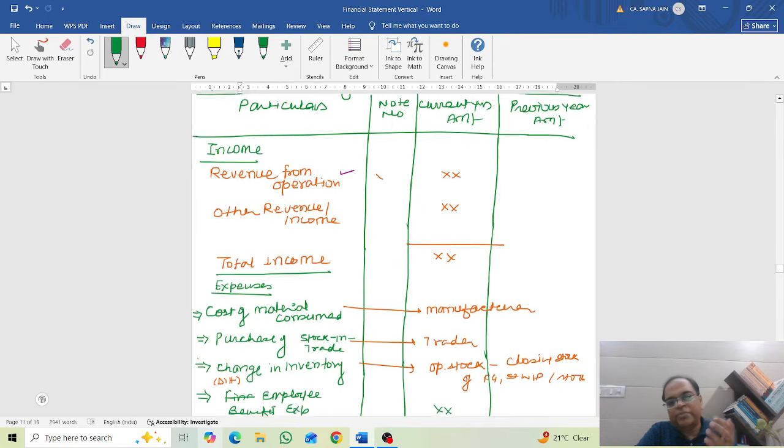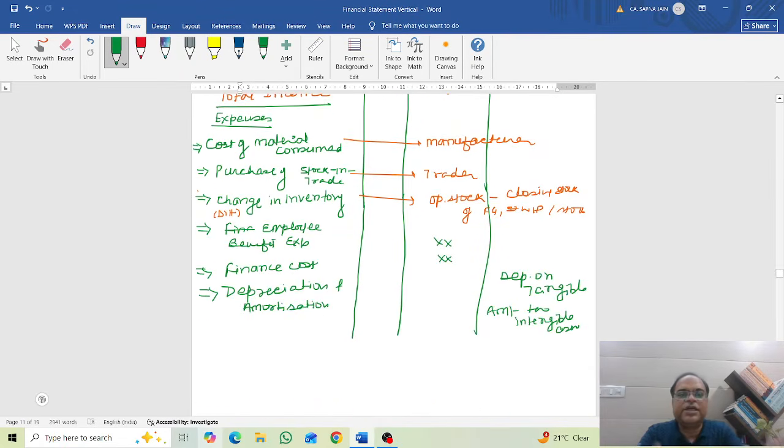Now, out of total income, we will subtract the different types of expenditure under the expenses side. There are only 7 types of expenditure. All expenditure of the business is classified under only 7 heads. Number first head is cost of material consumed. Who will calculate it? Only the manufacturer. Who will calculate purchase of stock in trade? Only the trader.